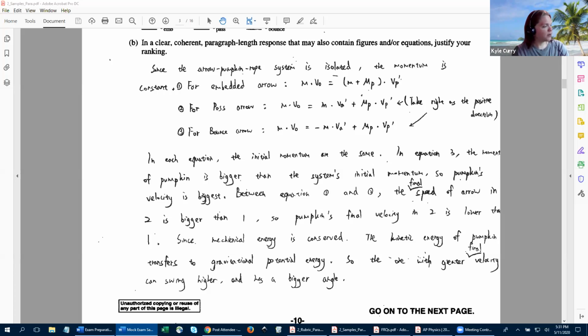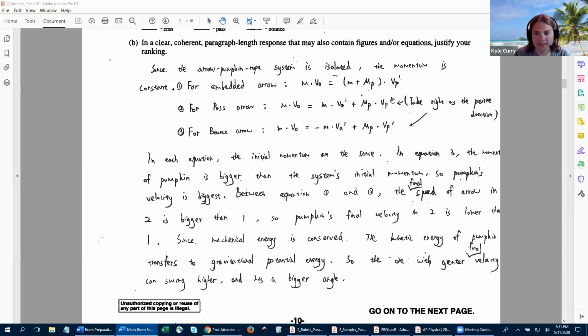Fourth point, the pass arrow is the fastest after the collision. Take a look at this sentence. Between equation 1 and equation 2, the final speed of the arrow in 2 is bigger than 1, so the pumpkin's final velocity in 2 is lower than 1. So that is a sentence that goes along in conjunction with equations 1 and 2, and in a similar argument to sort of explain why the pass arrow is the fastest after the collision.